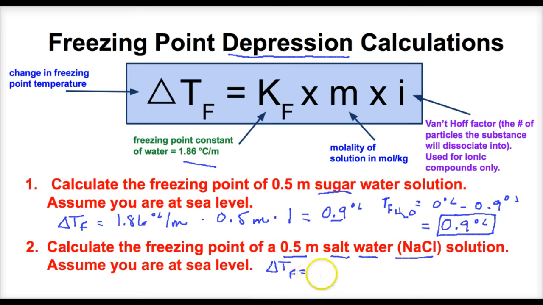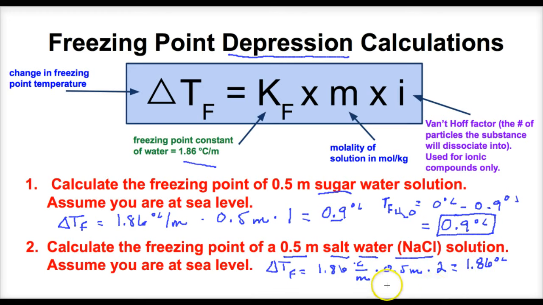we must first calculate the change in the freezing point. So we take 1.86 times the molality of the solution, which is 0.5, times the Van 't Hoff factor. If you put this in water, it's going to dissociate and produce two different particles, right? It's going to dissociate into sodium ions and chloride ions, so two different particles. And if we put this in our calculator, we should end up with 1.86. We'll ignore the sig figs for this problem. We'll just say 1.86. So this isn't our final answer.